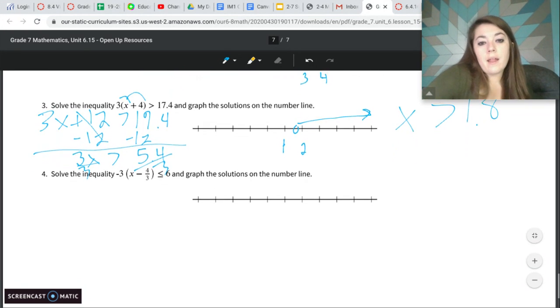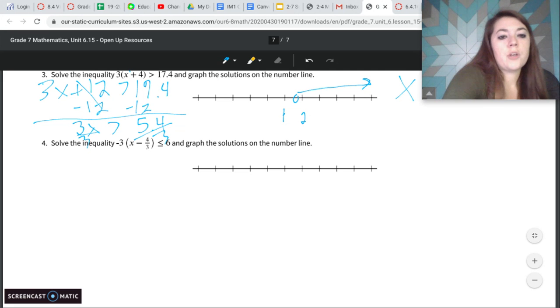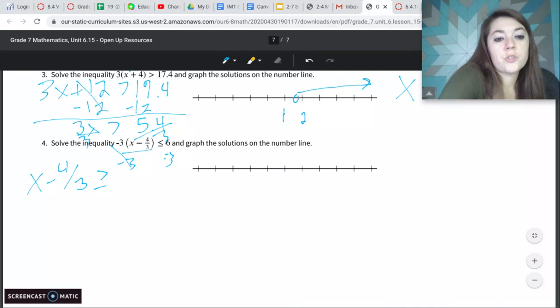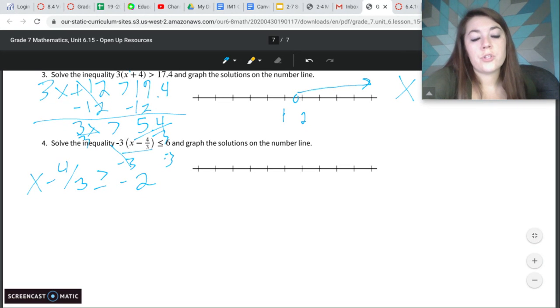All right, and the last one that we're looking at here, we want to solve the inequality negative 3 times the quantity x minus 4/3 is less than or equal to 6 and graph on the number line. So I'm going to start by dividing by negative 3. So we end up with x minus 4/3. Remember, we're dividing by a negative, so we flip the sign, is greater than or equal to negative 2. 6 divided by negative 3 is negative 2.